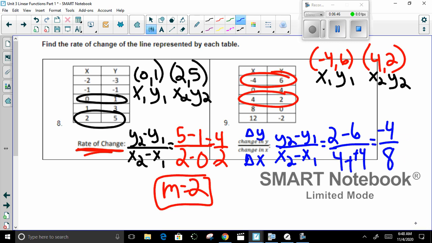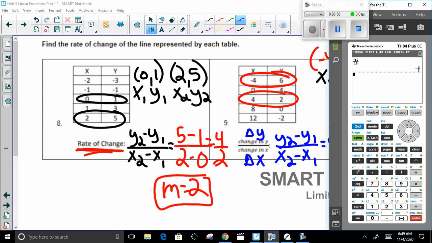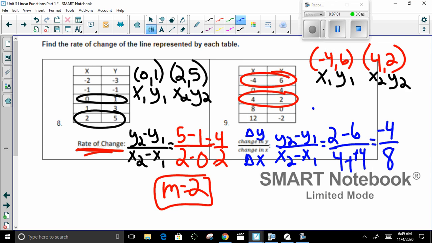So negative 4 over 8, if I check, and you can check that in your calculator, y'all. If you don't know, put it in your calculator as a fraction. Negative 4 in the numerator, 8 in the denominator. It'll reduce it for you if you're unsure. It reduces it to negative 1/2. So my slope is a negative 1/2, or my rate of change, or my change in y over change in x.